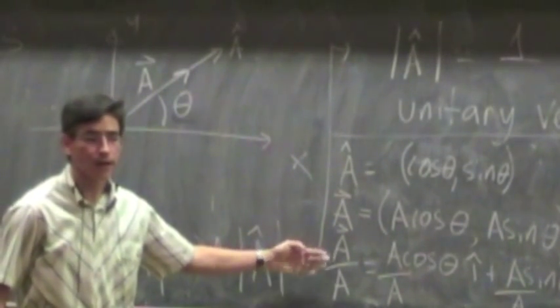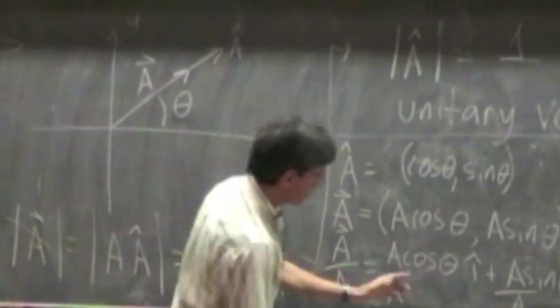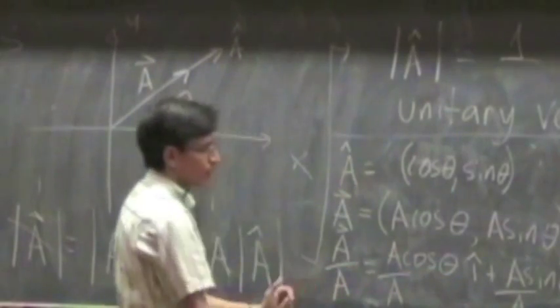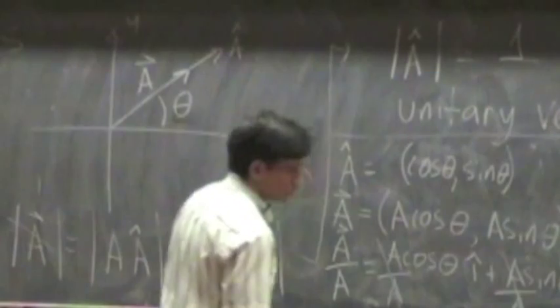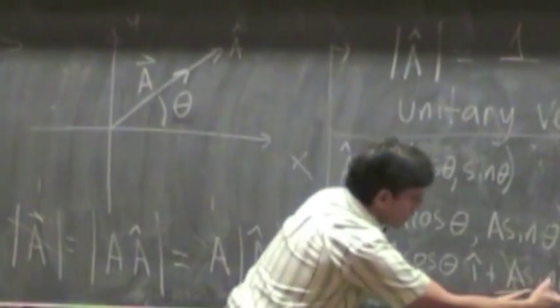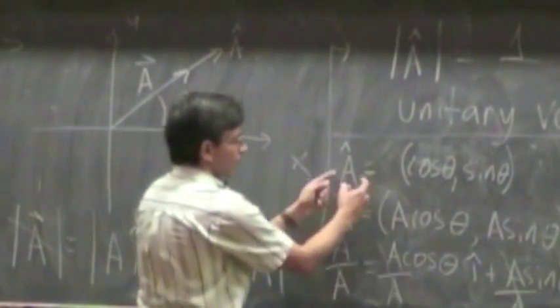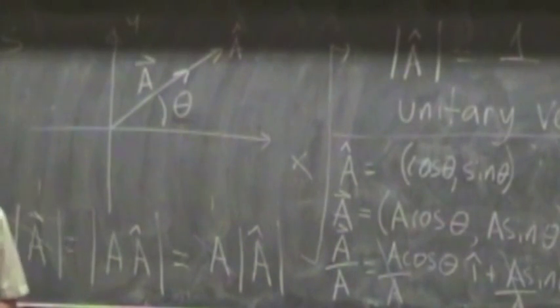Vector a divided by the magnitude of a is equal to what? Vector a divided by the magnitude of a is a hat. So what I wrote here, when I divide by a, what's left on the right hand side should be a hat. Therefore, well, this is 1, of course. This is a divided by a is 1. So you end up with cosine theta for the x direction and sine theta for the y direction. A hat has components cosine theta and sine theta, x and y directions respectively.